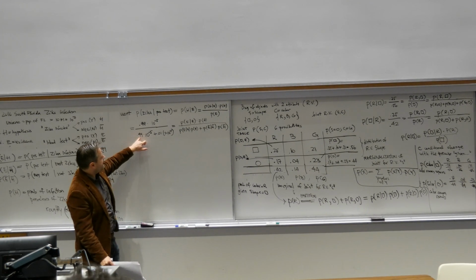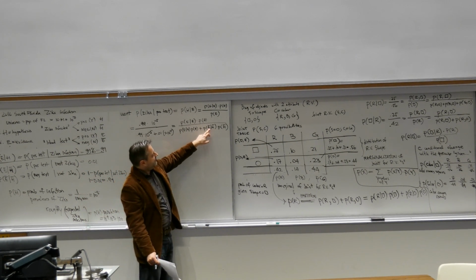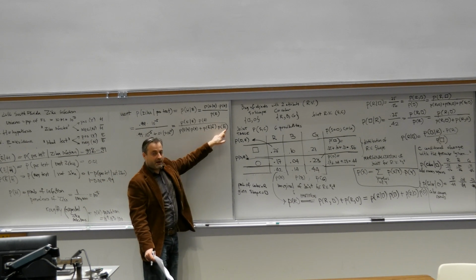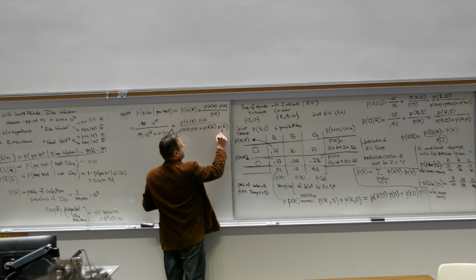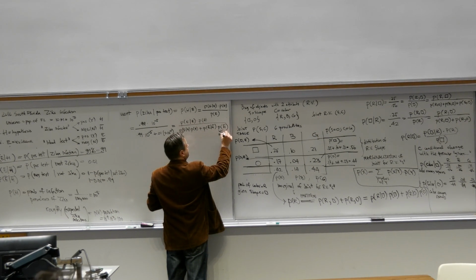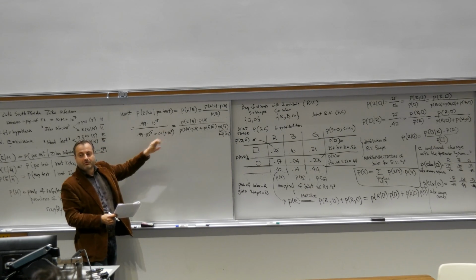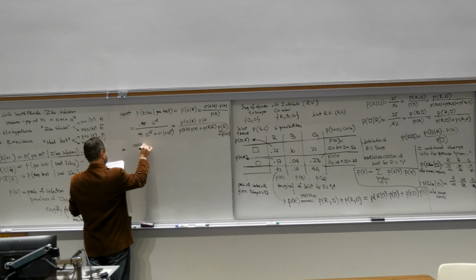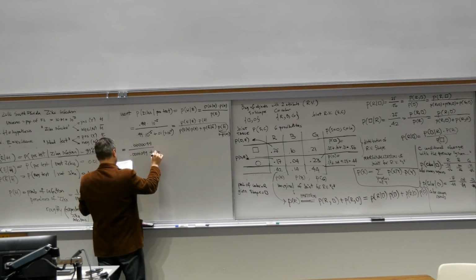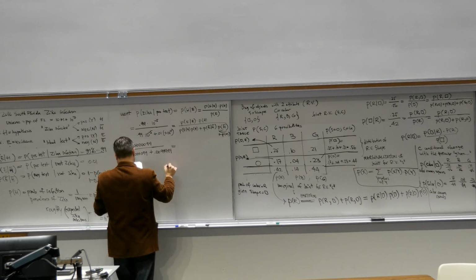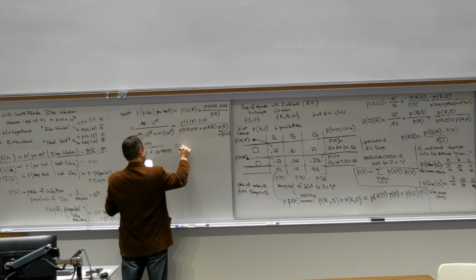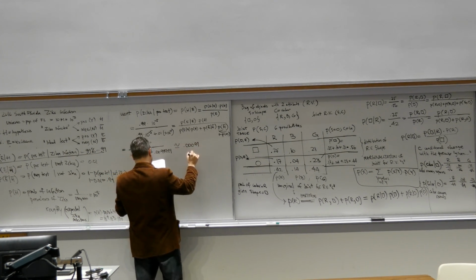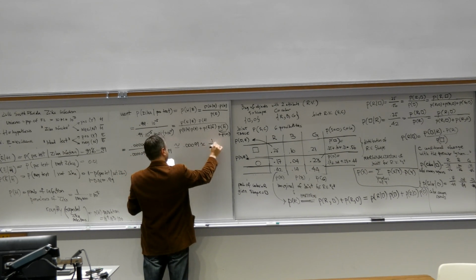So E given H is 0.99, P of H is 10 to the minus 5. E given H bar is 0.01, and the probability of H bar is 1 minus the probability of H. This thing in here is 1 minus the probability of H. That's where I got 1 minus 10 to the minus 5. So now if I do the calculations, I get 0.000099 divided by 0.000099 plus 0.0099999, which is approximately 0.00099, which is approximately 1 in 1,000.